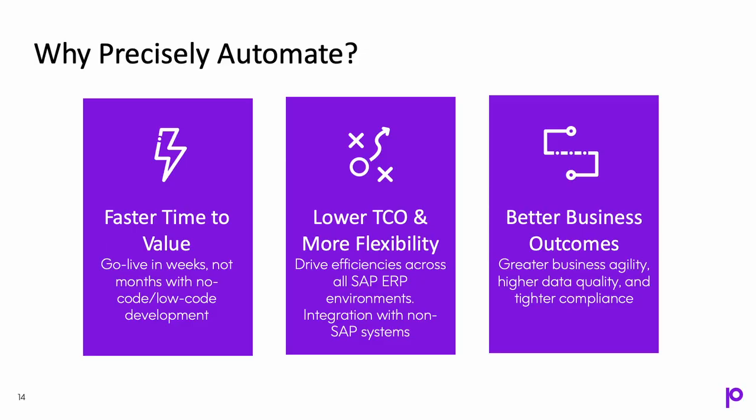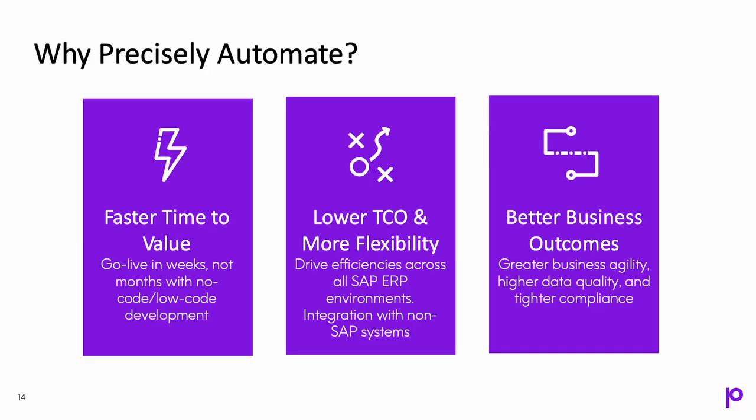Lower total cost of ownership, greater flexibility. We know that from the ability to drive automation with citizen developers and be able to work across your entire SAP environment, and again, across all your SAP systems, it's not just the environment. Now we've got these mixed environments, and be able to do that cleanly and have your business teams work efficiently and effectively, very powerful. And then ultimately it comes down again to getting better business outcomes, where you're getting greater agility, higher data quality, and tighter compliance.